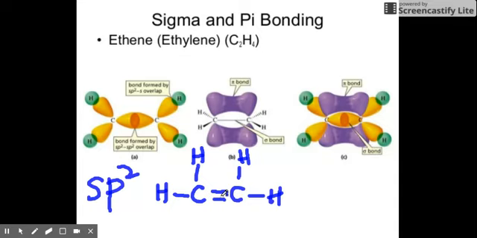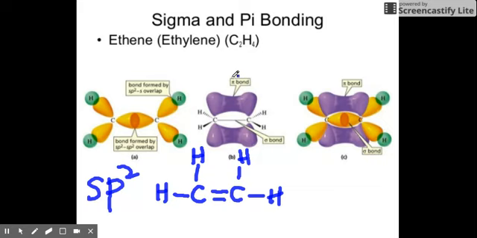So instead of 4 a while ago, we had 3. Now that we have 3, that means 1 from the P will remain unhybridized, and the effect of this is that you will get what we call the pi bond. The pi bond is formed from the unhybridized orbital, while the rest will have sigma bonds.